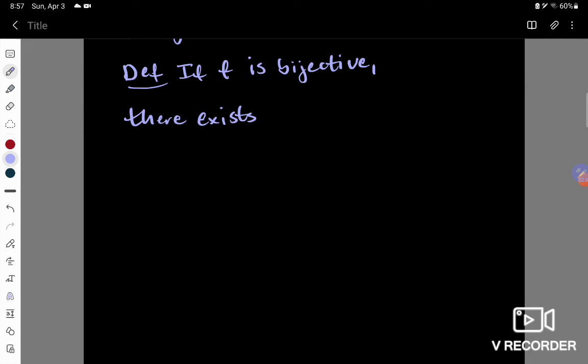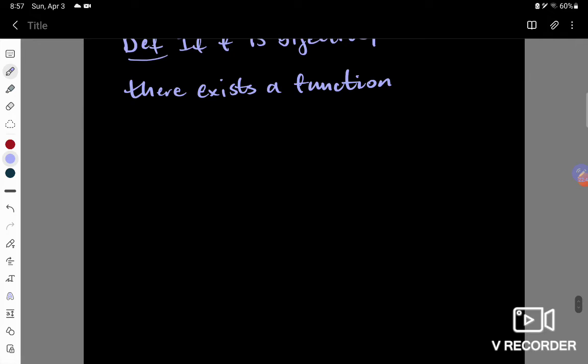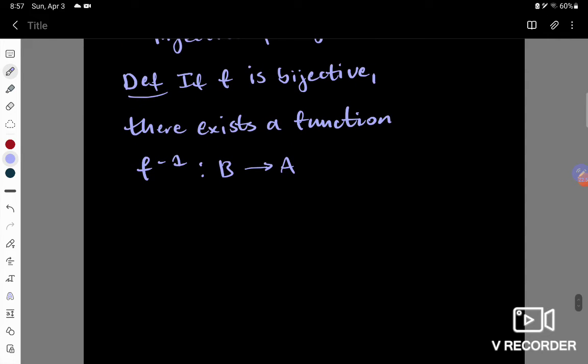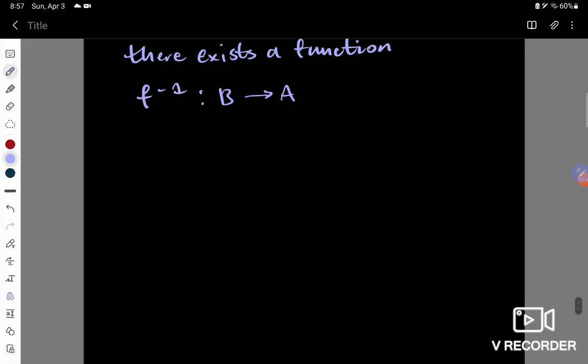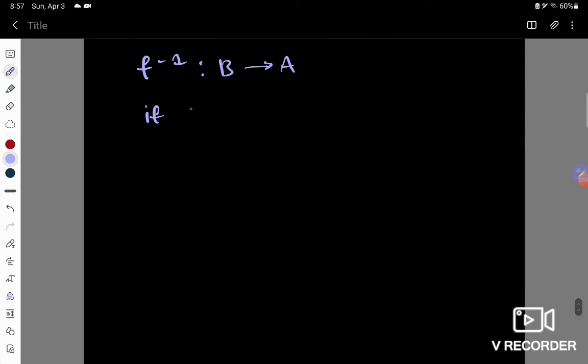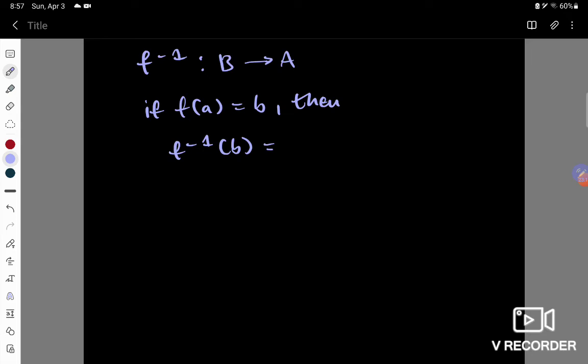There exists a corresponding function, f inverse, from B to A. And this inverse is going to be a bijection as well, as we will see. So if f of a equals b, then f inverse of b is equal to a.